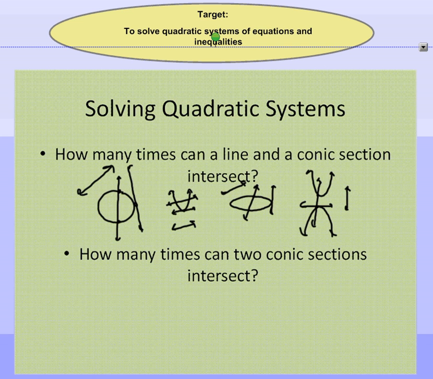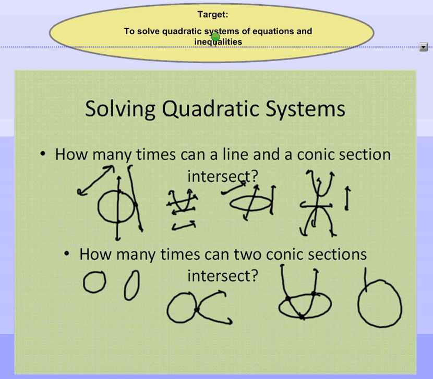How many times can two conic sections intersect? That's a different story. Now we're talking about circles with ellipses or parabolas. Two conic sections could not intersect at all, so you could have 0 intersections. We could have a circle with a parabola where the vertex is hitting at one point, so we could have 1 intersection. We could have an ellipse with a parabola, and it could create the scenario of 3 intersections. I forgot 2. Let's figure out a way we could have 2.